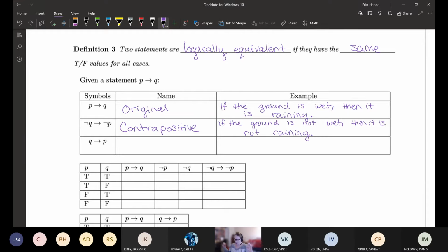And then somewhat similarly, but without the negation, we just flip-flop it around. This is going to be called the converse. So the converse of the original statement would be if it is raining, then the ground is wet.